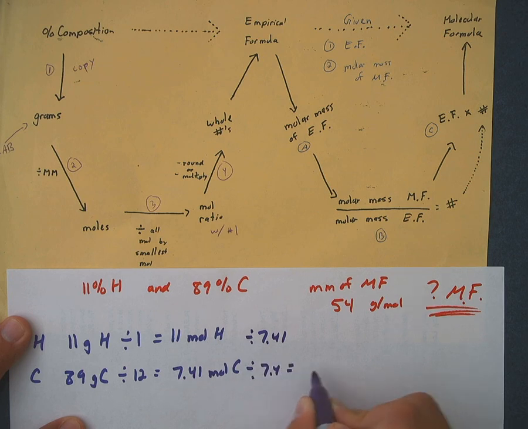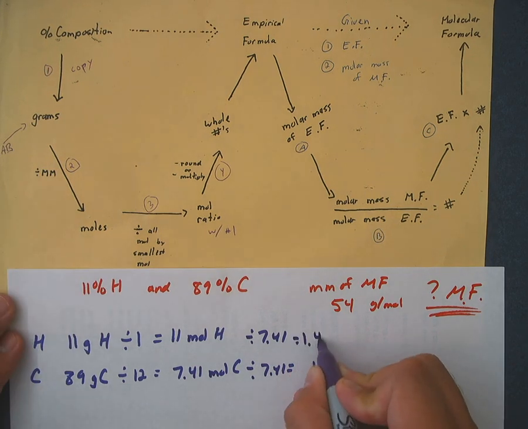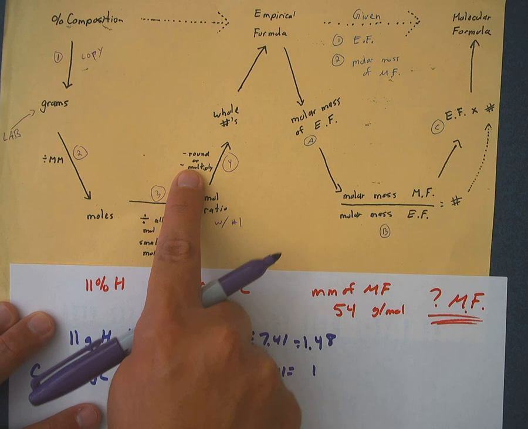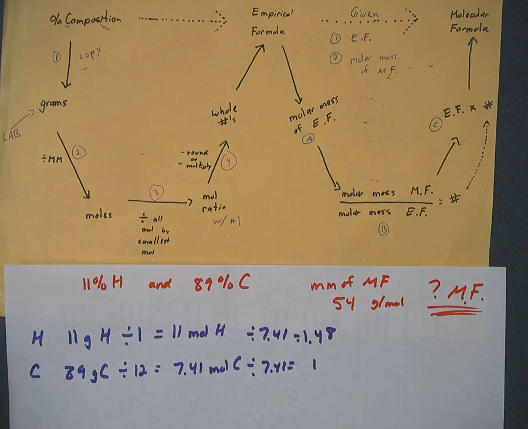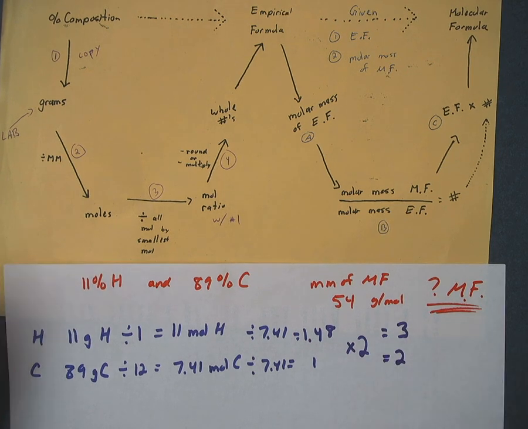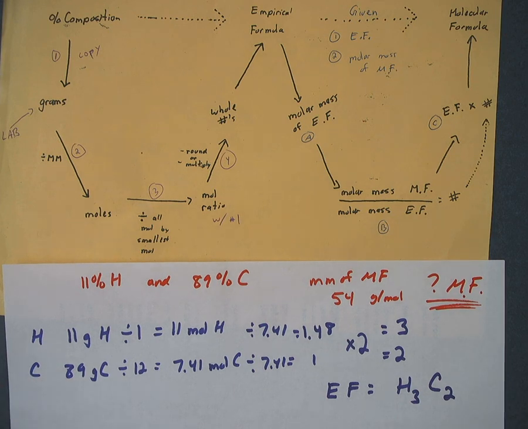The reason we're doing that is so we get this 1. And 11 divided by 7.41 is 1.48. 1.48 is not close enough to round to a whole number, but I see that 1.48 is really close to 1.5, so I'm now going to double all the numbers. 1.48 times 2 is essentially 3. 1 times 2 is 2. And so our empirical formula is H3C2. It looks a little funny that way because we normally write the carbon first and the hydrogen second.